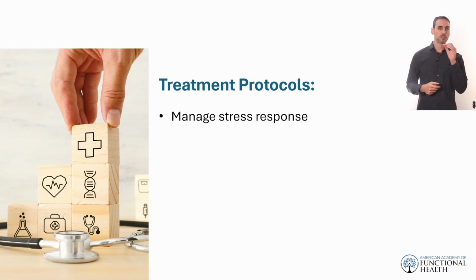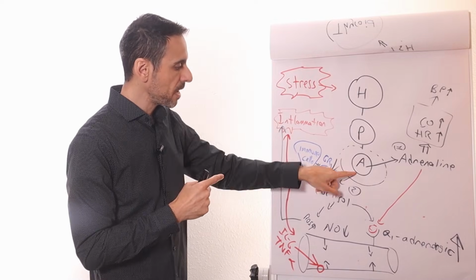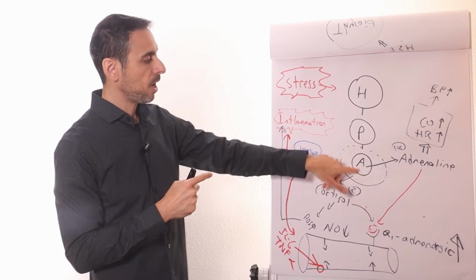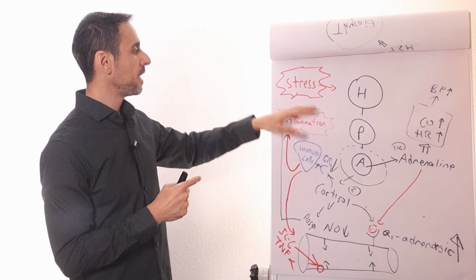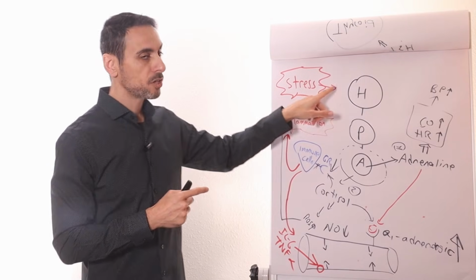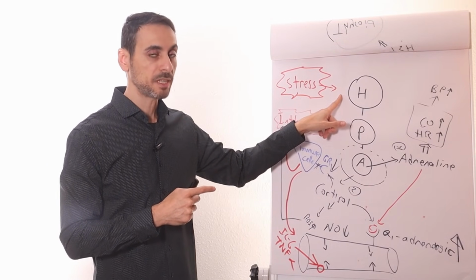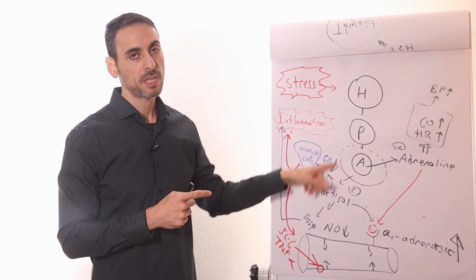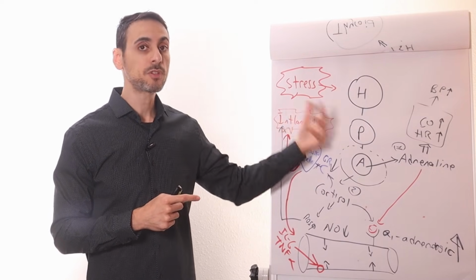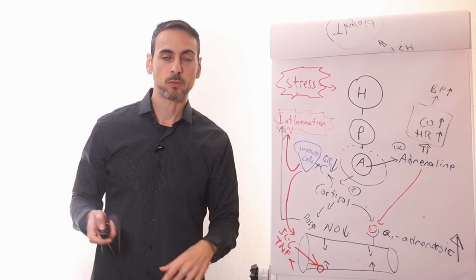First, we want to manage the stress response. So if we go back to looking at this graph, what activates the HPA axis and secretion of the adrenaline, noradrenaline, and cortisol is stress. So if we address stress, if we manage the stress response with our patients daily, we can assist the body in the regulation of this system and reducing the overactivation or triggering of that fight or flight response.